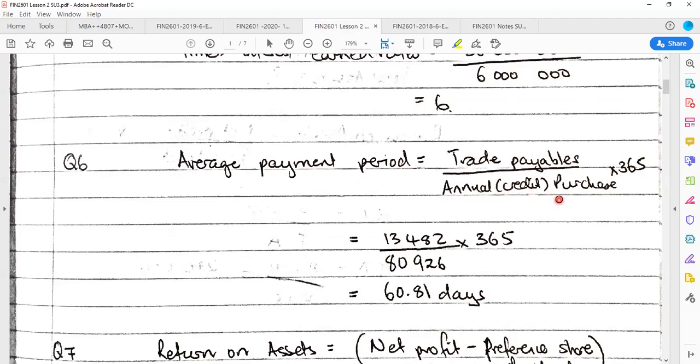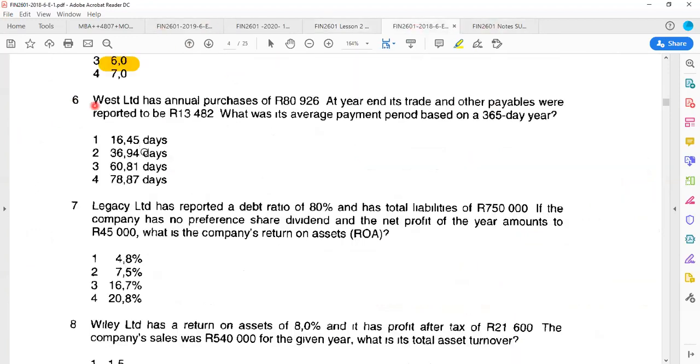Our average payment period is given by trade payables over annual credit purchases times 365. Sometimes they'll just say annual purchases, so you can just take it as annual purchases if they don't say that the purchases are on credit. So it's simply 13,482 over 80,926 times 365, giving us 60.81 days. So the answer was option 3.